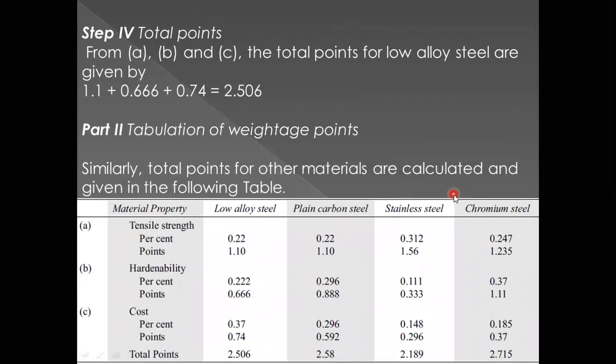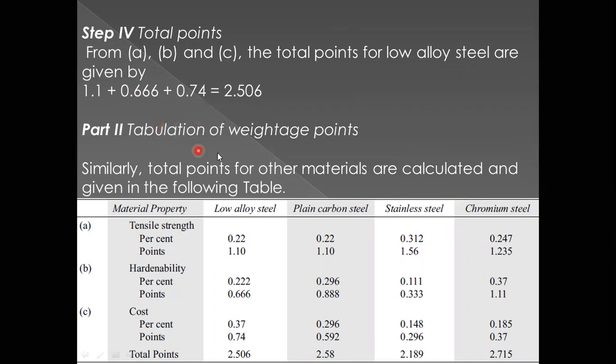Step 4 is total points. From equation A, B and C, the total points for low alloy steel are given by 1.1 plus 0.666 plus 0.74, which is equal to 2.506.